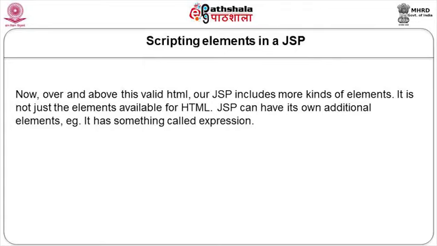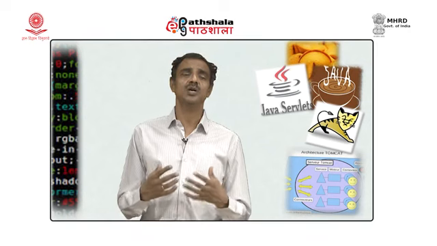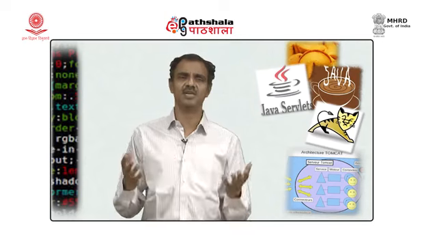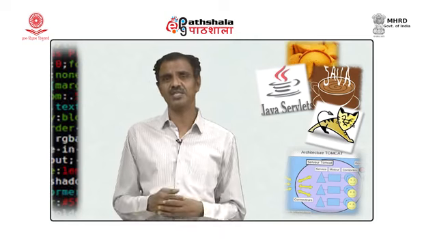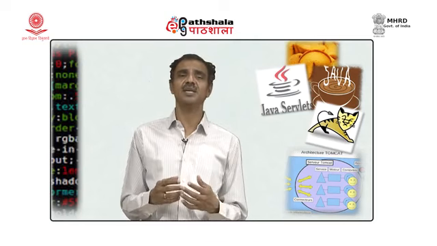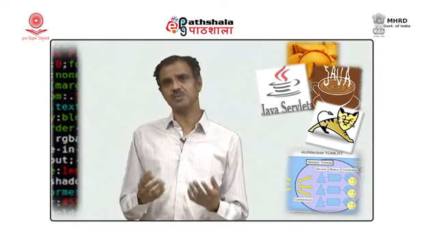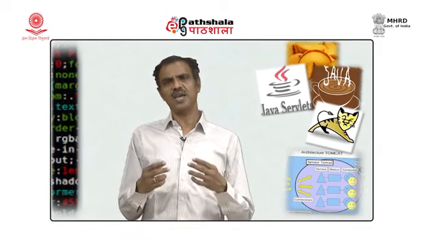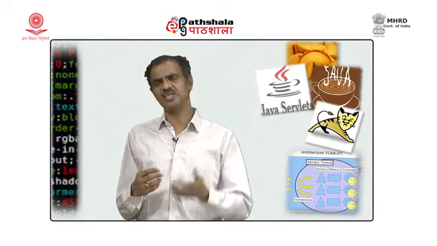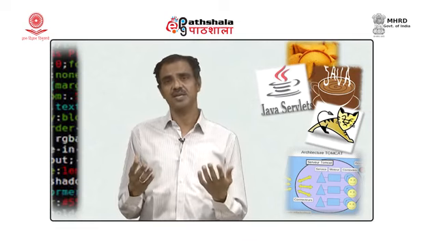Over and above this, our JSP includes more kinds of elements. It is not just the elements available for HTML. JSP has its own additional elements. For example, it has something called expressions. An expression would be written with less than percentage equal to, and then you can put any kind of Java expression and end it with a percentage greater than. So, we have a Java expression which can be included within a JSP.